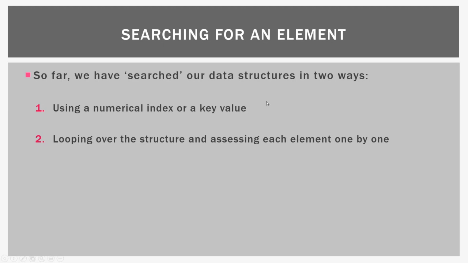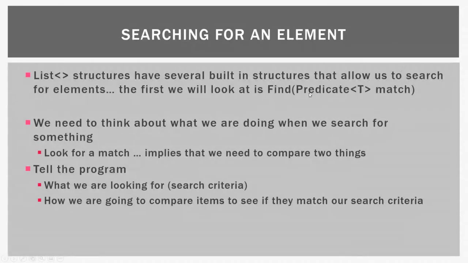So the find method takes as an argument a predicate. Remember, a predicate is a Boolean valued function. And we're going to pass to find the name of the method that we want to use when comparing elements.